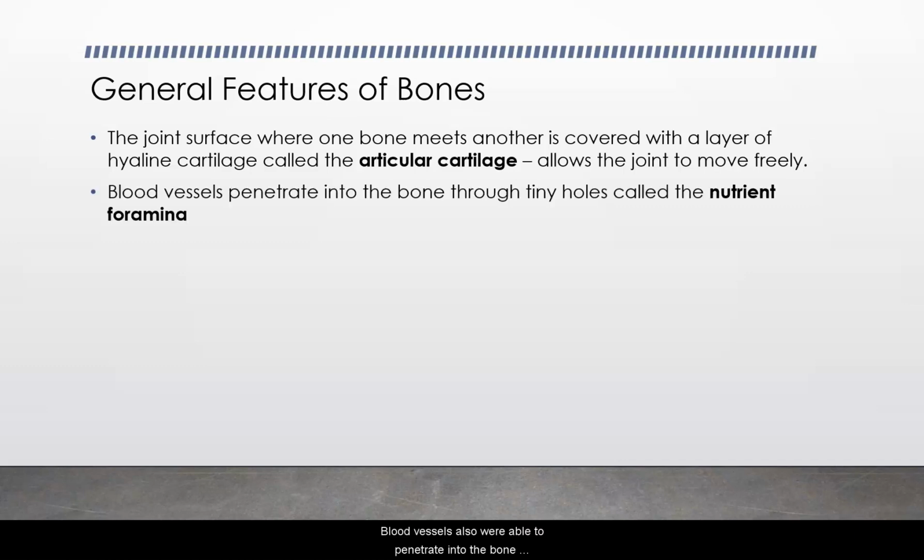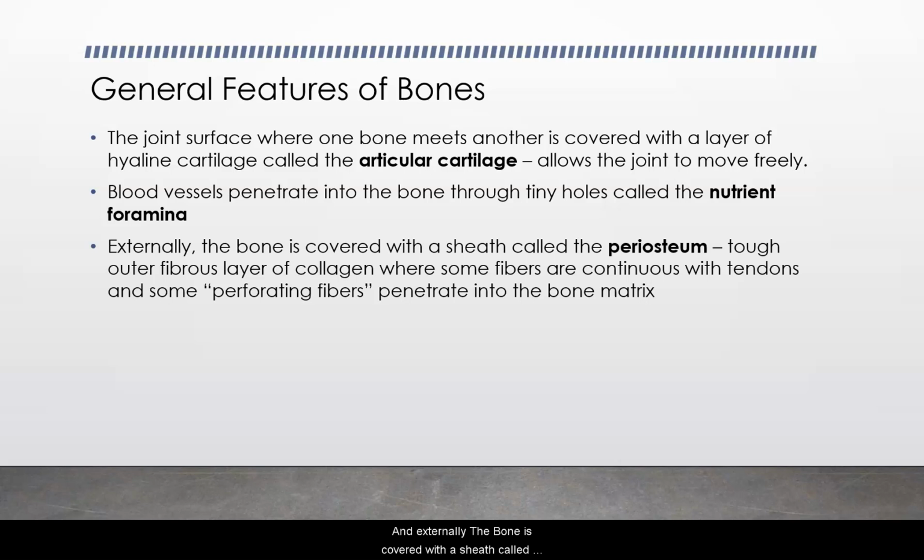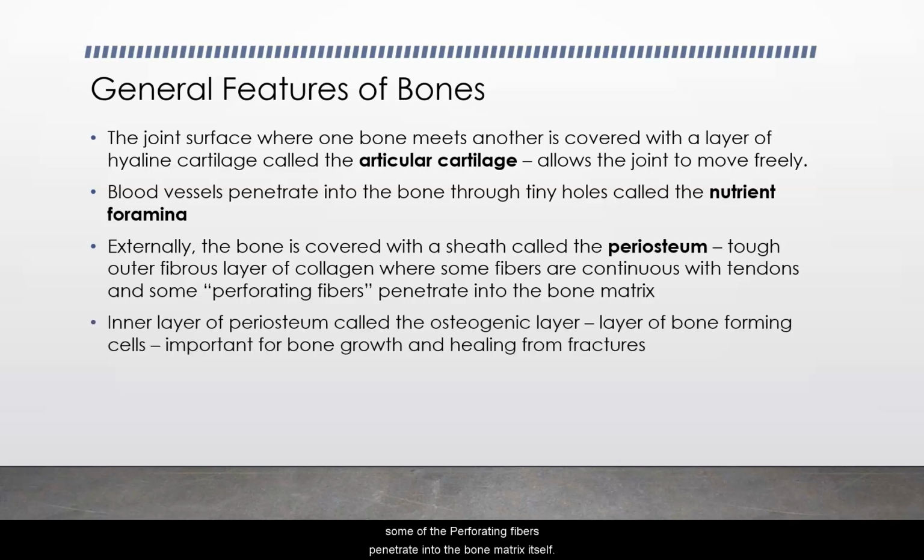Blood vessels also are able to penetrate into the bone through tiny holes called the nutrient foramina, and externally the bone is covered with a sheath called the periosteum. It's a tough outer fibrous layer of collagen where some fibers are continuous with tendons and some of the perforating fibers penetrate into the bone matrix itself.